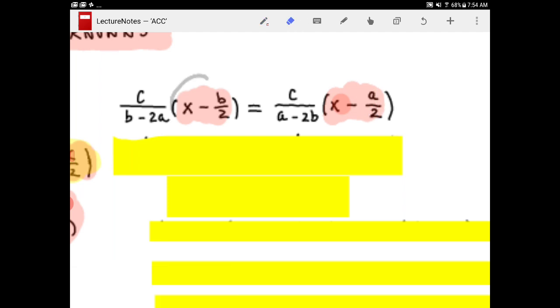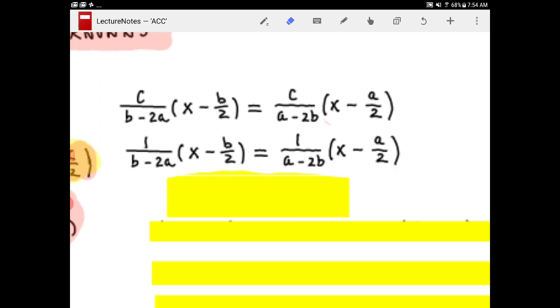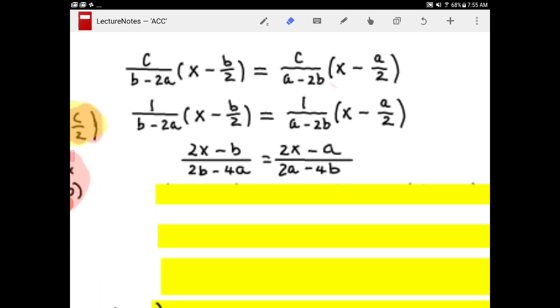I can create common denominators so that I can create one giant fraction. You may be wondering, how is that even useful? Well, that's because I can then turn two fractions into one expression, into one term. I didn't do anything different in that last step. That's okay. The next step will be different. So I created common denominators.